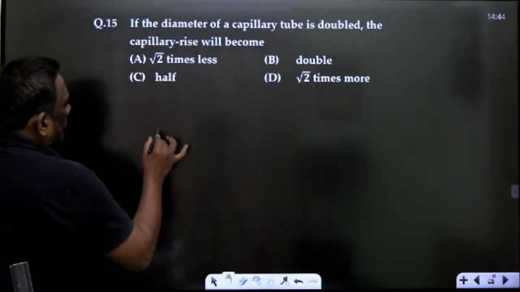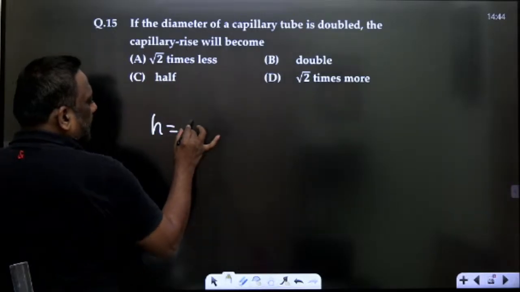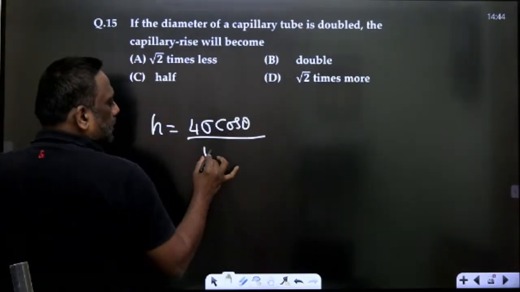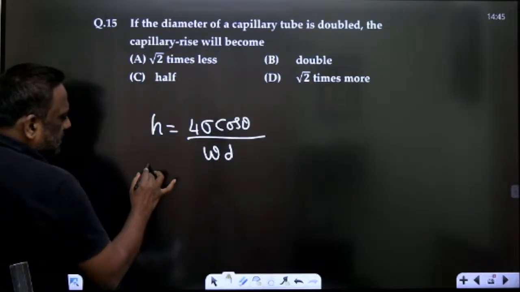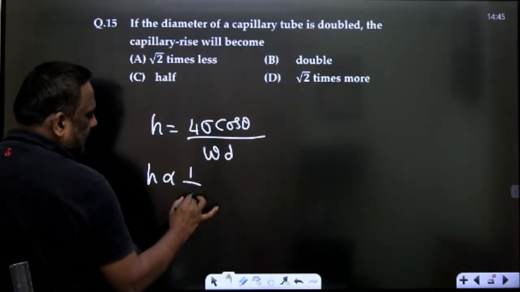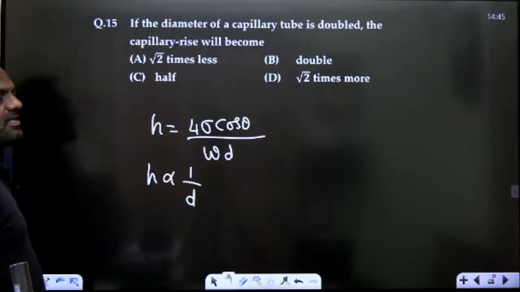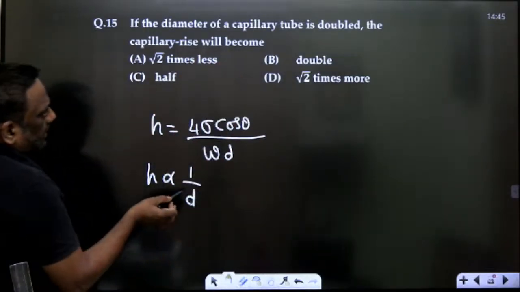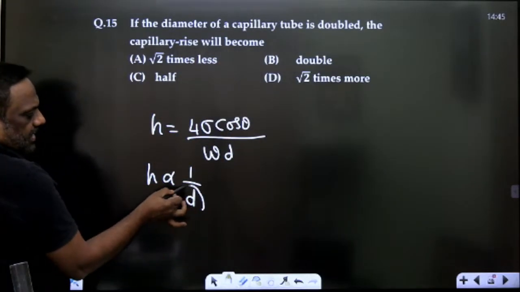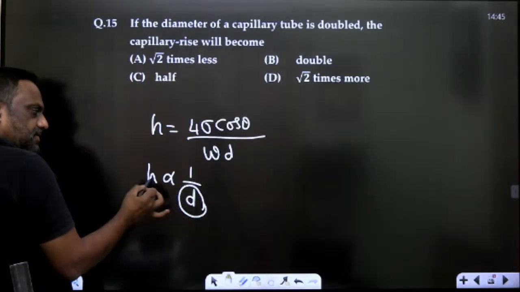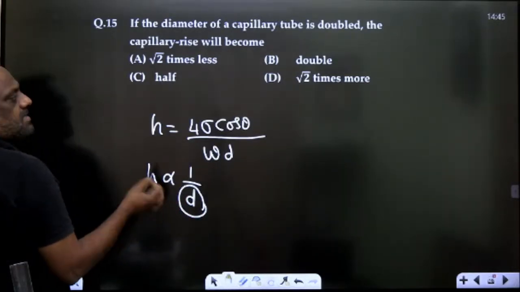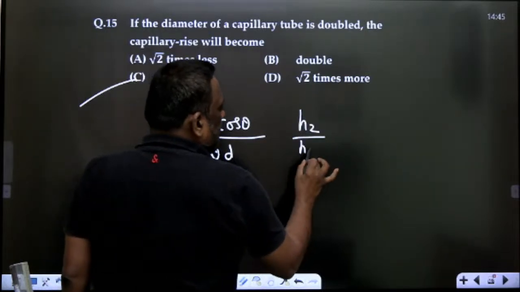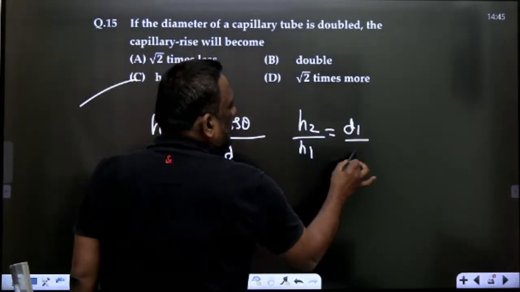You know, the capillary rise is given by 4 sigma cos theta by WD. How are capillary rise and diameter related? In fact, they are inversely related. If the diameter is doubled, this will decrease. If it is doubled, it becomes half. So what is the answer, sir? H2 by H1 is equal to inverse of D1 by D2.